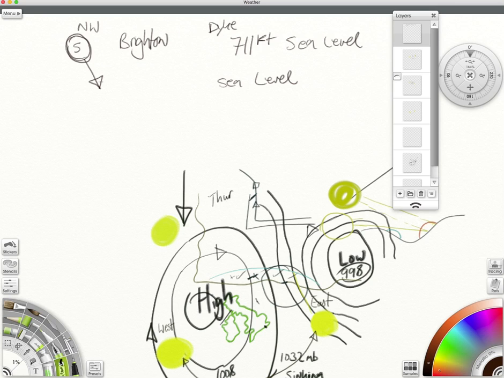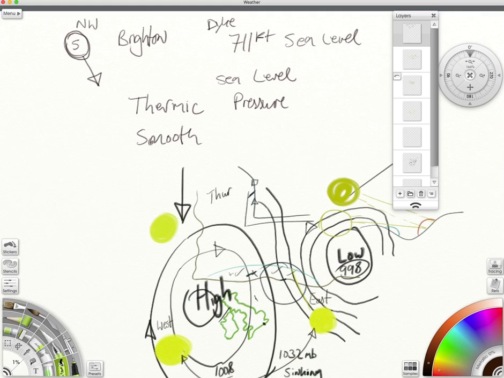It tells me the wind direction, but it doesn't tell me, is it thermic? Is it smooth? Does it tell me the pressure? What else do I need to know? We've got direction, thermic, smooth, pressure. It doesn't tell me the lay of the land.